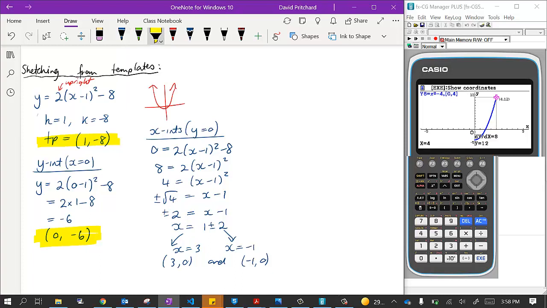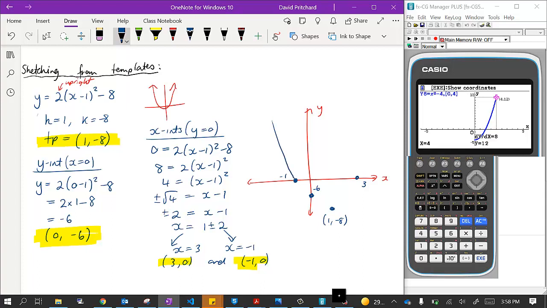So there's our two final points. So we know what it looks like. We've got 4 critical points, and sketching should be nice and easy from here. All right, we'll just do a rough sketch. It doesn't have to be perfect. We've got (-1, 0) and (3, 0). We've got (0, -6), and then our turning point is at (1, -8). So from that, we should be able to draw a nice representation of our curve, nice and simple.